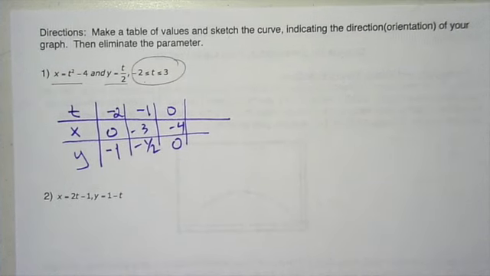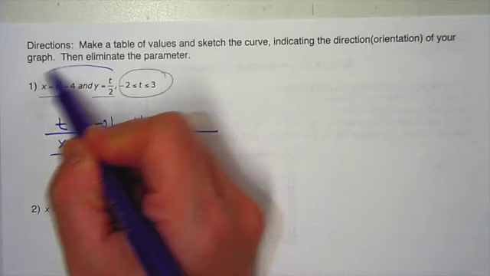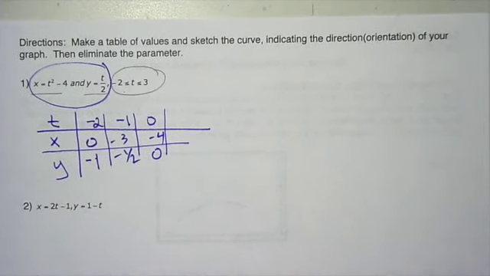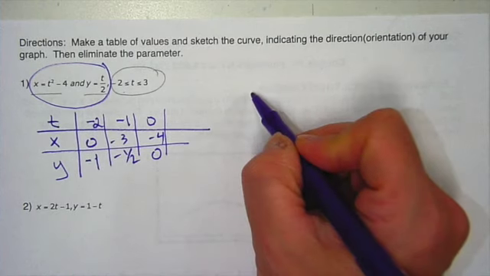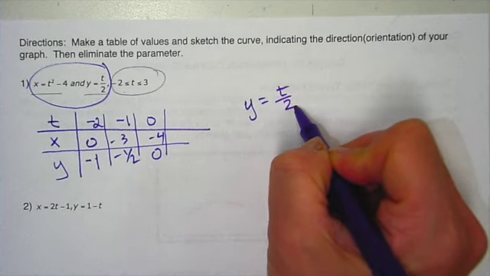Okay. The other thing you want to be able to do is what's called eliminate the parameter. So let's say instead of writing it as a parametric, I want to write it in function mode or rectangular. That means in terms of x and y. So I'm going to eliminate one of my parameters. So y is t over 2.